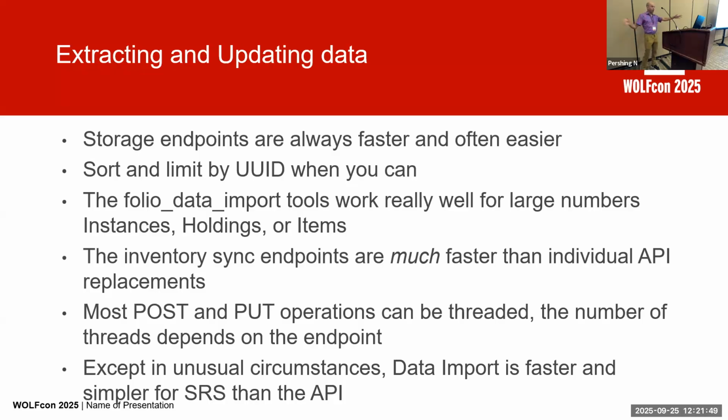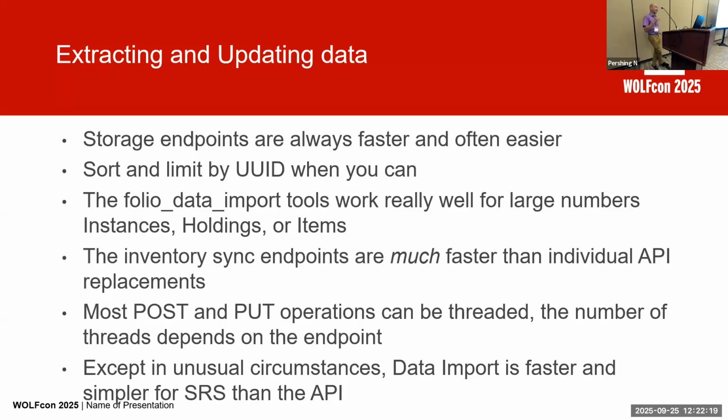I'm still going on this. Okay, Folio data import is handy for that. These inventory sync endpoints, and I'm going to talk about some limitations of those, are much faster than using individual API replacements. And when I say much faster, we're talking hundreds of times faster. So if you want to modify 1 million records, they'll do that really fast.